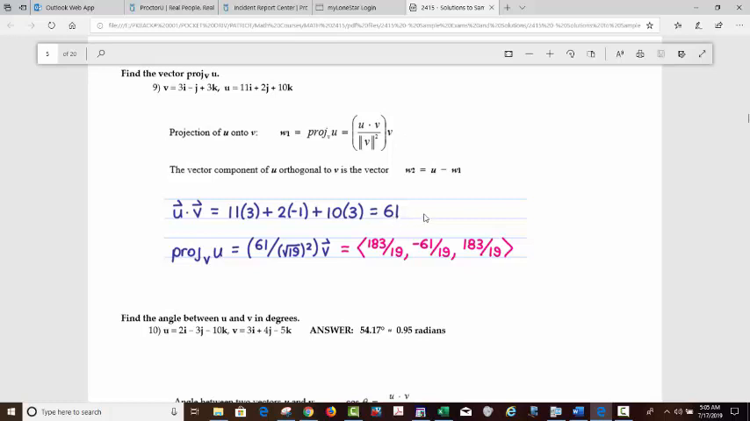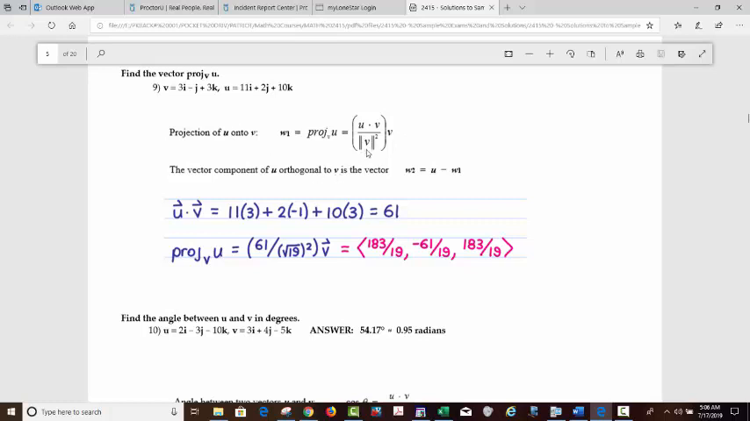I didn't actually write out the magnitude of V. Sorry about that. I'll just go through it verbally, but that's also easy, but I don't know why I didn't write that down there. So it would just be 3 squared, 1 squared, 3 squared. So it's 9 plus 1 plus 9, all under a radical. So it would be the square root of 19.